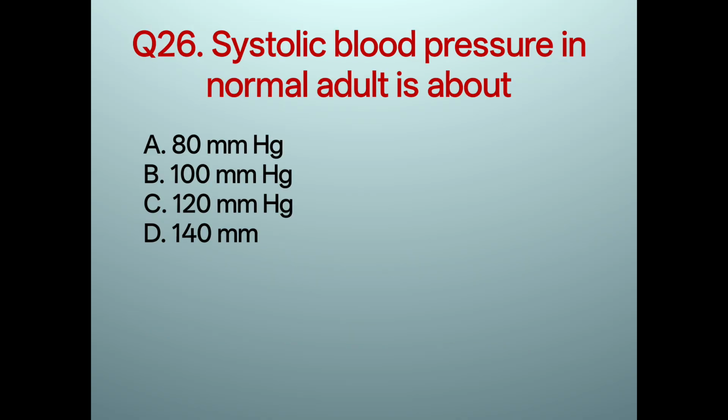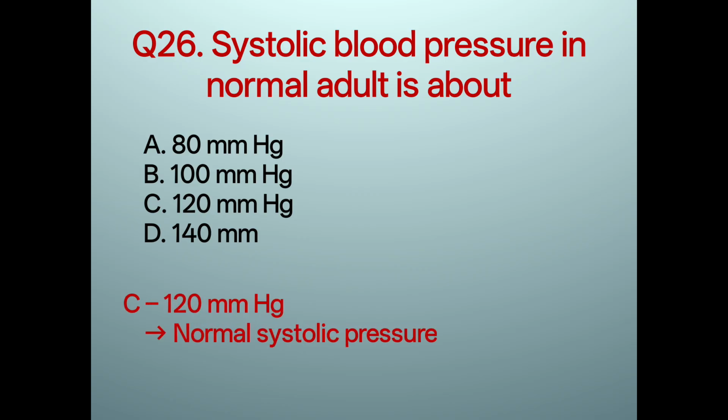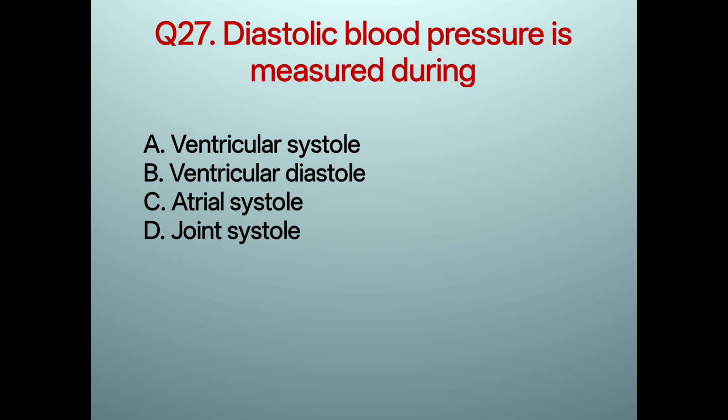26th. Systolic blood pressure in normal adult is about 80 mmHg, 100 mmHg, 120 mmHg, and 140 mmHg. The correct answer is 120 mmHg, normal systolic pressure.